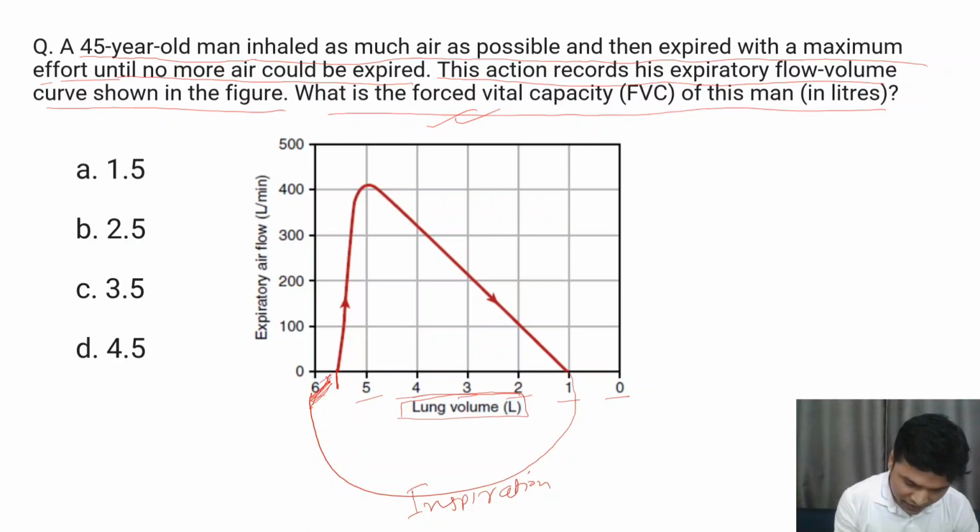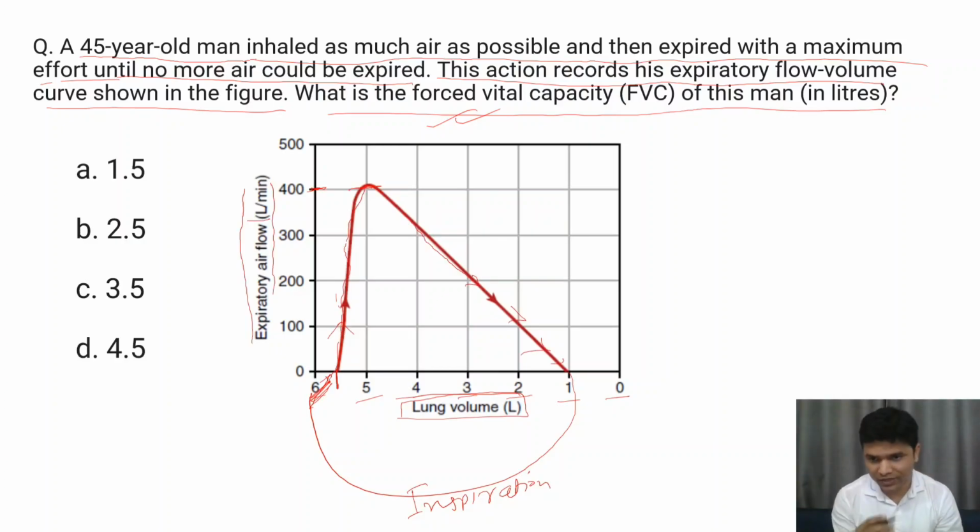So that expiration is covered here, but the speed is decreasing. Initially the speed was very high, around 400 liters per minute. After that he reached 300 liters per minute, then 200, then 100, and then finally he expired all the amount of air. So expiration was done, and again he will inspire like that. So this is the inspiration curve, and he will again reach that point.